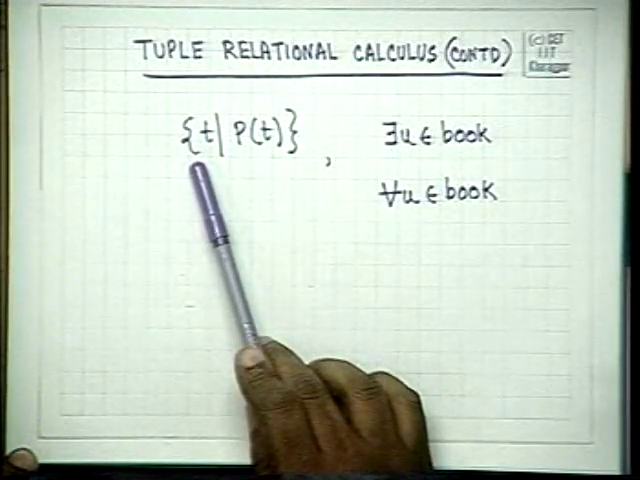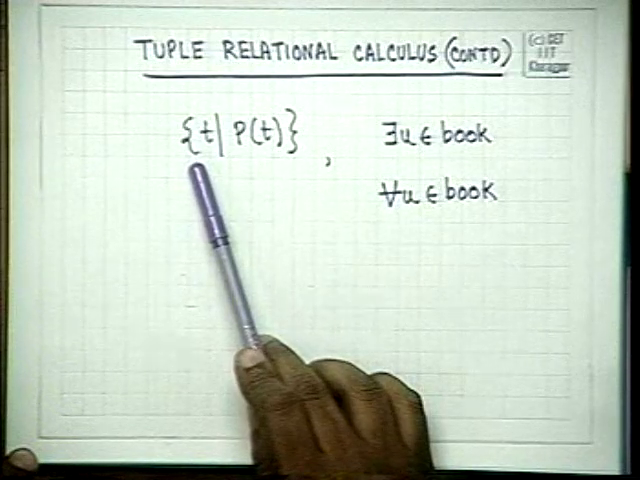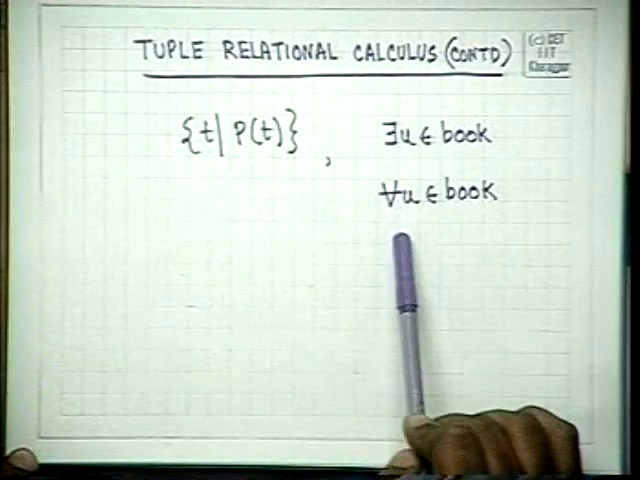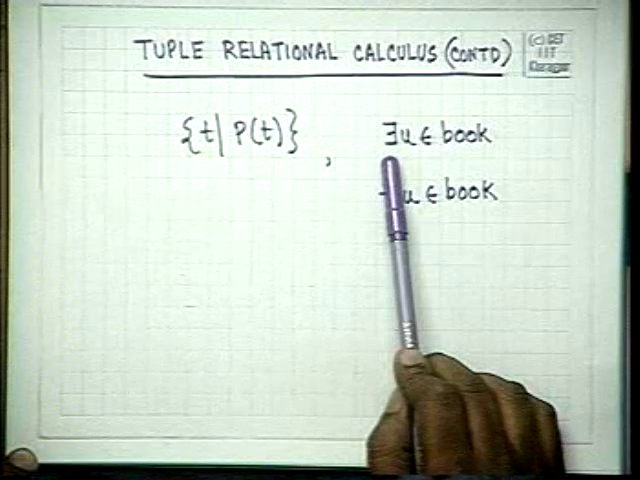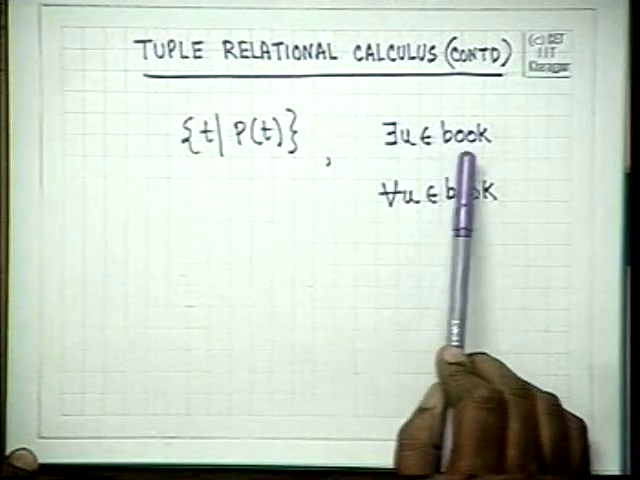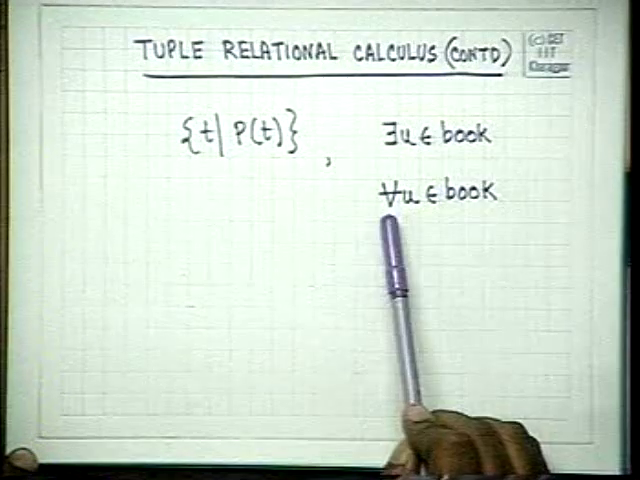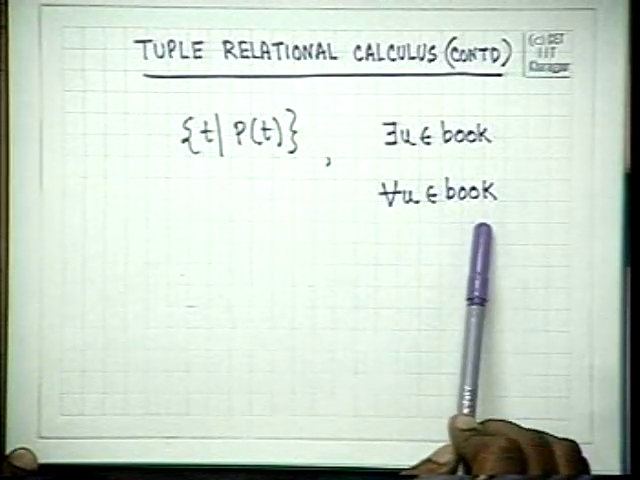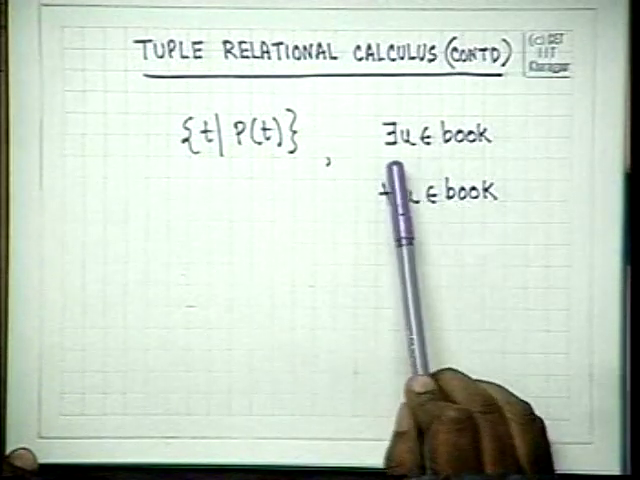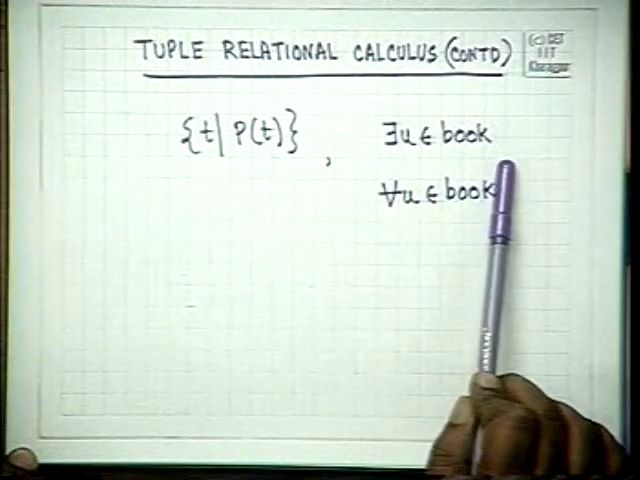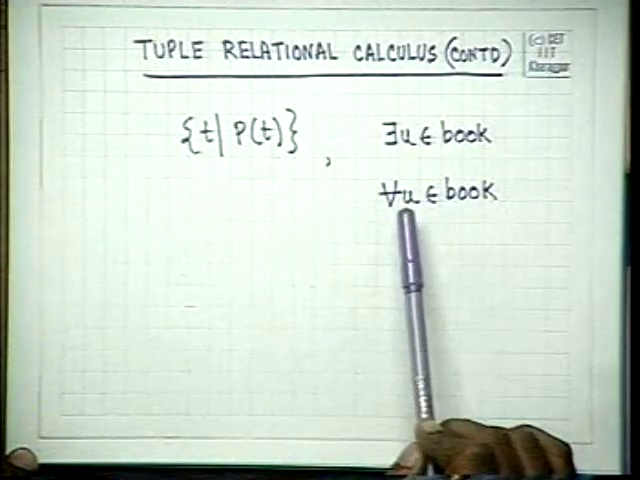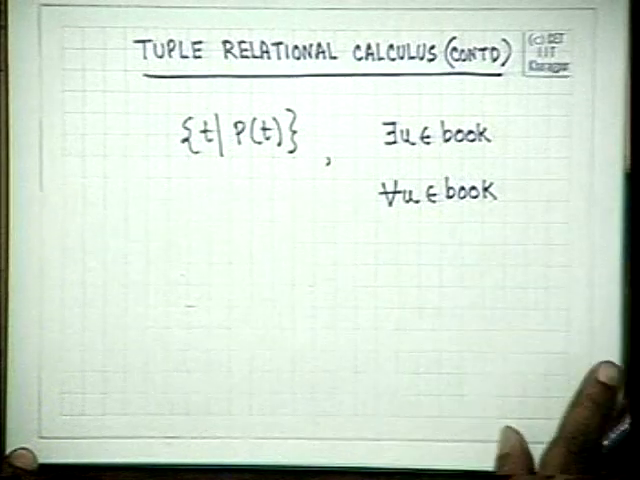Other than the standard connectives and, or, not, implies, we have got two extra connectives, which are called the quantifiers: there exists U element of the relation book, and for all U elements of the relation book. We have seen in detail previously the use of the there exists relationship. Now we will see the use of the for all relationship. Let us take two examples.